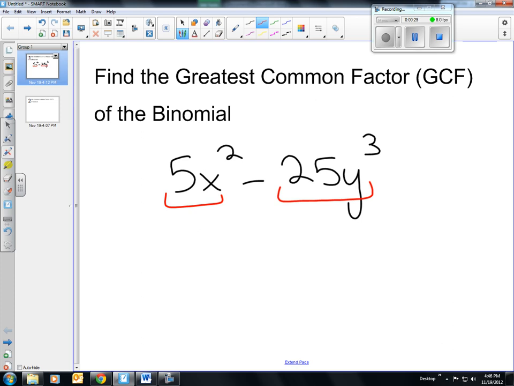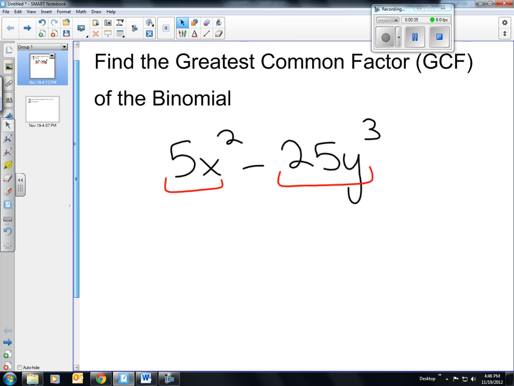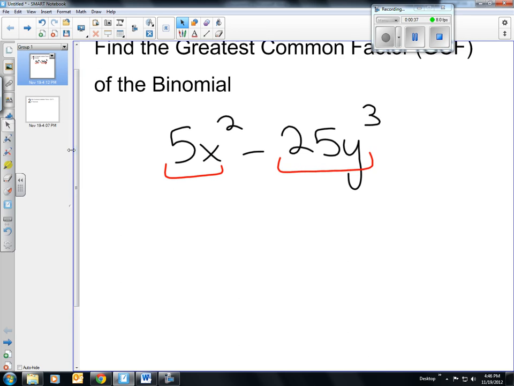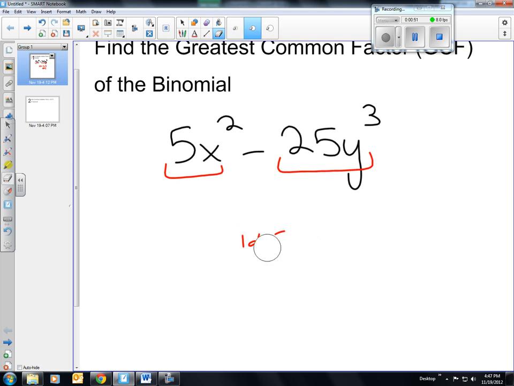If we're looking to find the greatest common factor of this binomial, remember, factors are numbers that are being multiplied together to give you another number. So we could say the factors of 12 are 3 and 4. Those are two numbers that multiply together to give 12. A way to start is to list the prime factors of each monomial in the binomial.